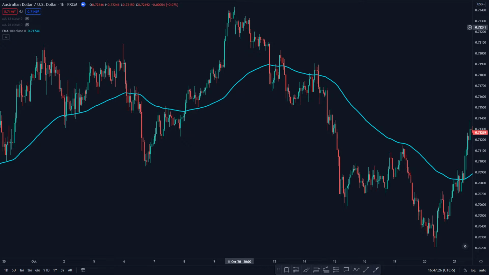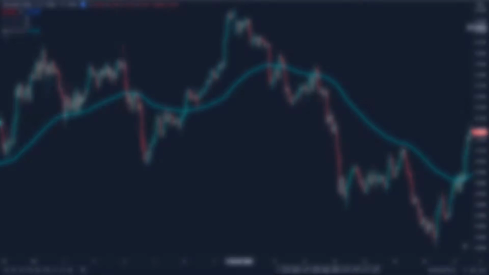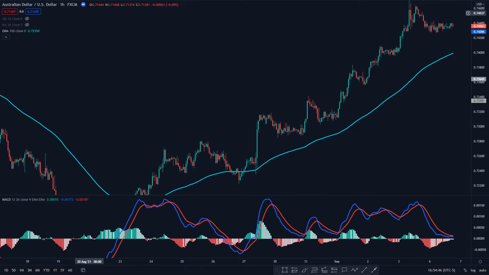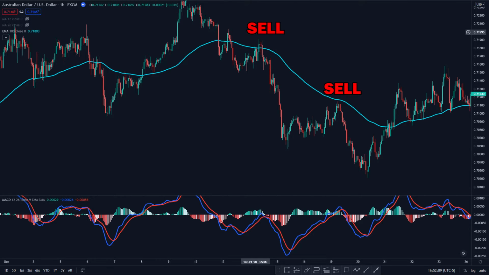Conversely, if the price action is happening below the 100 EMA, it indicates that the bears are in control of the market. So, as you can see, if you want to buy from a bullish crossover on the MACD, you need to make sure that the price action is above the 100 EMA. Similarly, if you want to sell from a bearish crossover on the MACD, you need to ensure that the price action is below the 100 EMA.